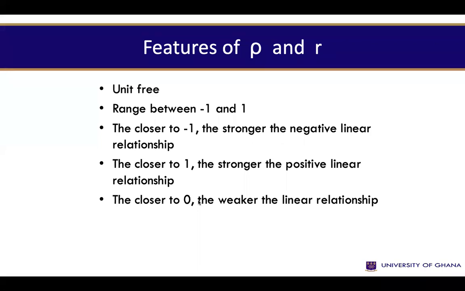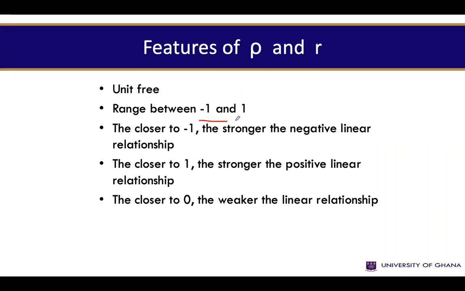So, for instance, mass can be measured in kilograms, weight can be measured in newtons. Currencies are measured in the kind of currency, CD, dollar, any other currency that you want. Distance can be measured in kilometers or meters. But the correlation coefficient is not measured in any unit. So it's a dimensionless measure, or unit free.